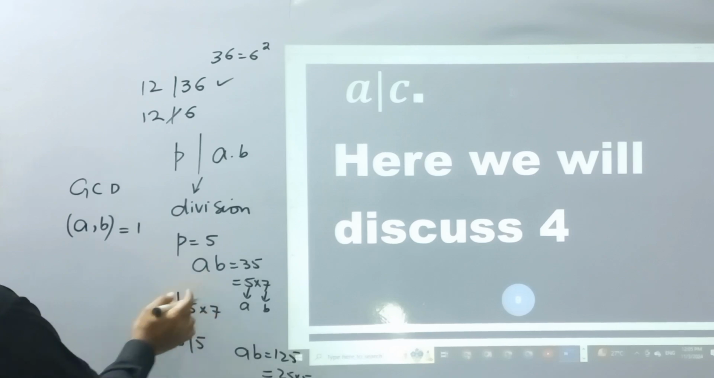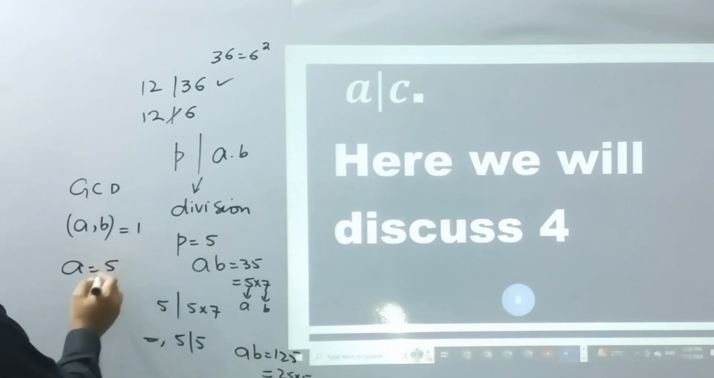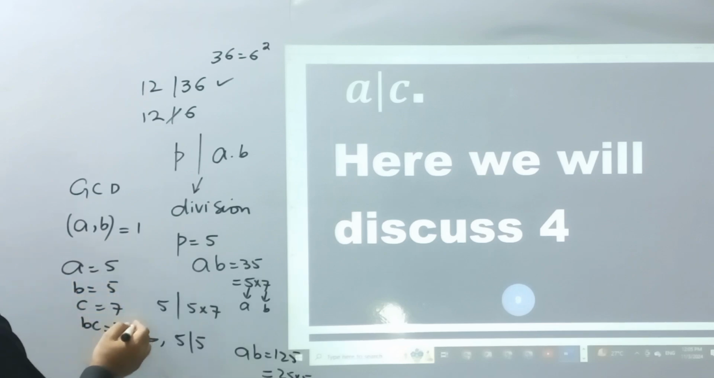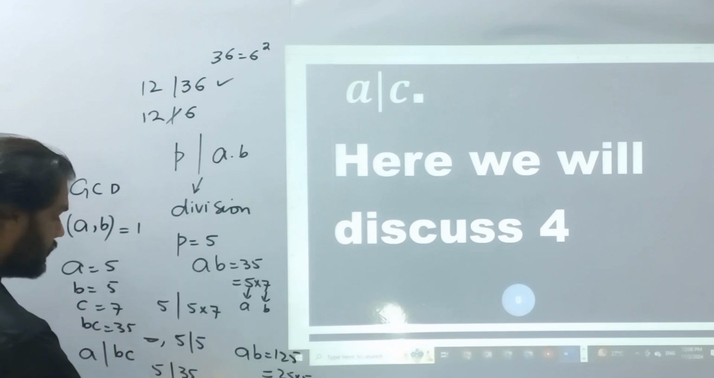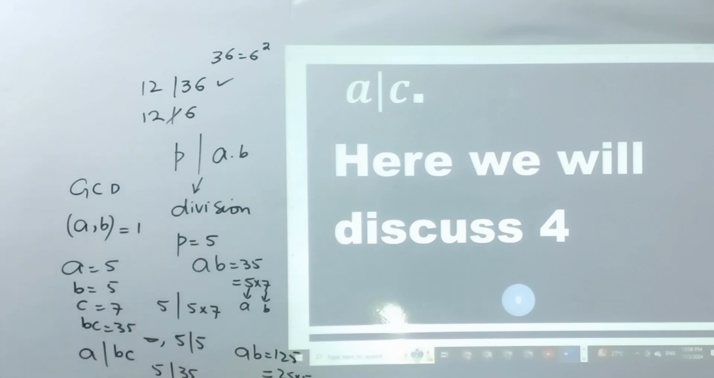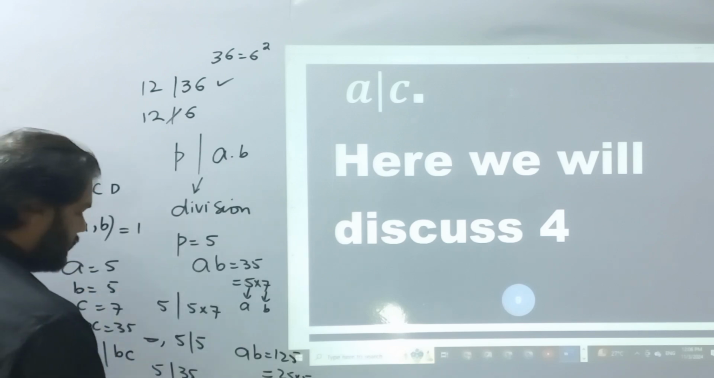here suppose our a is 5, b is 5 and c is 7, that is, the product bc is 35. Now you can see that a divides bc: our a is 5, which divides the product bc, 35. Further, 35 can be written as 5 times 7. As the GCD of 5 and 7 is 1, that is, 5 and 7 are relatively prime numbers, it must be that 5 divides the second number, that is, 5.